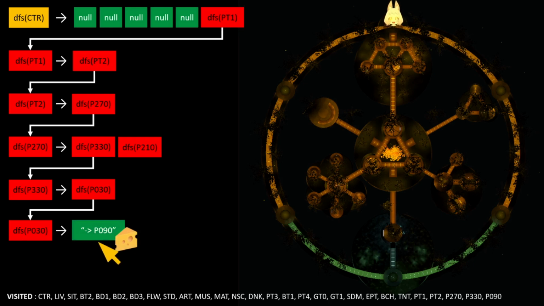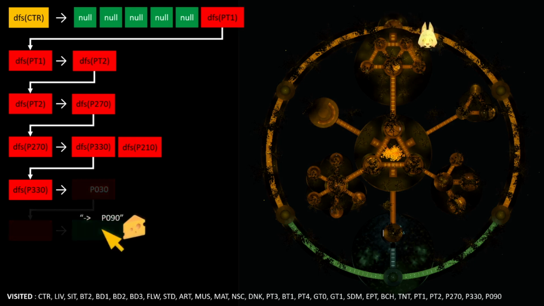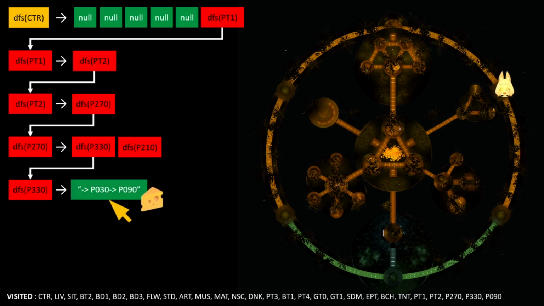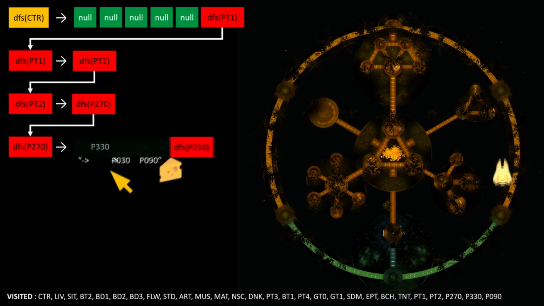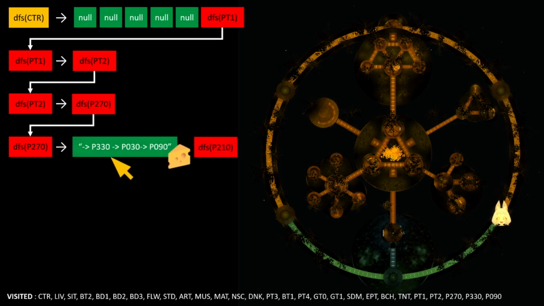Alright, very good. So at this point, we can say, alright, platform 330 has the sign of cheese. We're going to record the path and then back off to platform 330. At this point, we can also see platform 330 also has a sign of cheese as well. So we can record the path and then go back to platform 270. Now at this point, we can see it's a little bit redundant, but according to the algorithm, let's just run it.